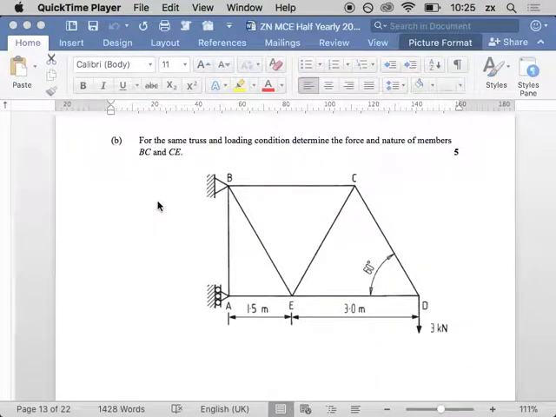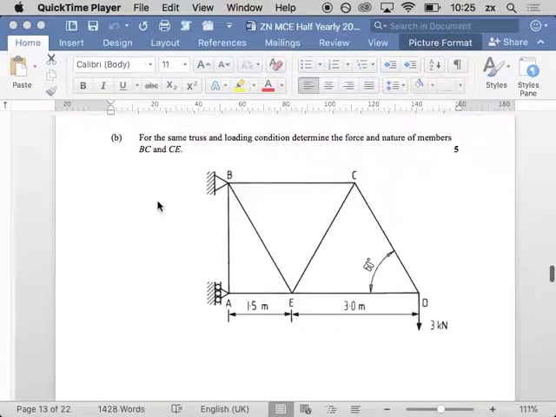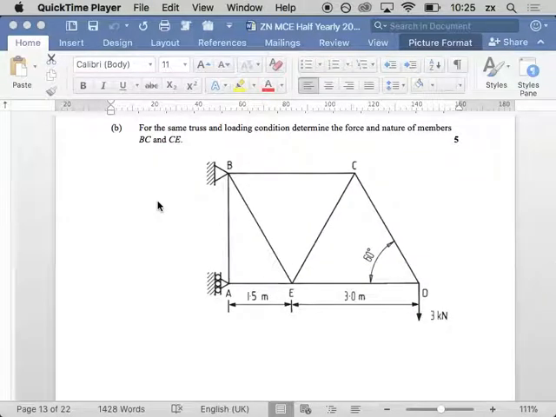Now, for part B of this question's 5 marks. That means you've got 7.5 minutes to do this. I'm pretty confident I can answer this in less than 7.5 minutes, but let's see how we go. What we're going to do now is find members B, C, and CE. It's 10:25. You've got 8 minutes until 10:33.